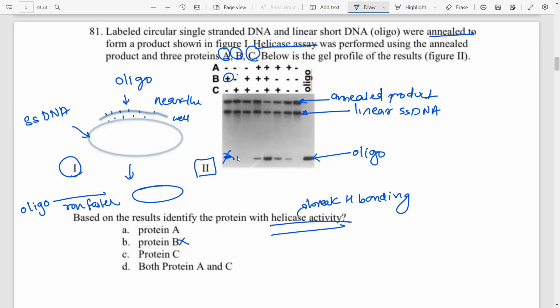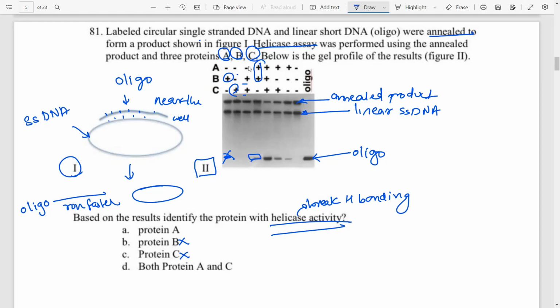Then option C, again you cannot find any kind of band. So option C will also be cut out. But D we can't right away cut out because we have not seen it in combination. Now in the third scenario, they are adding proteins B as well as C. And again, when B and C are present, there is no separation, no oligo band. Now, they have added A and B together, and here you get your oligo band.